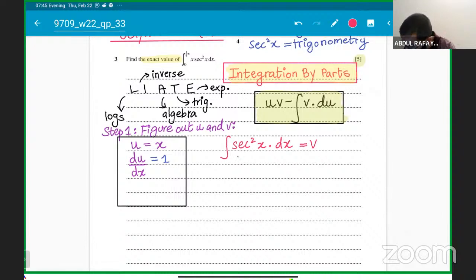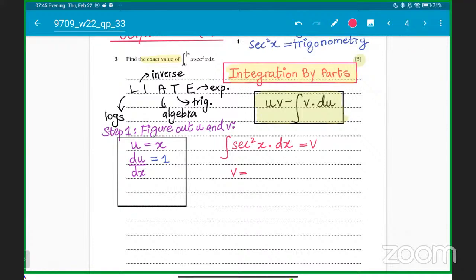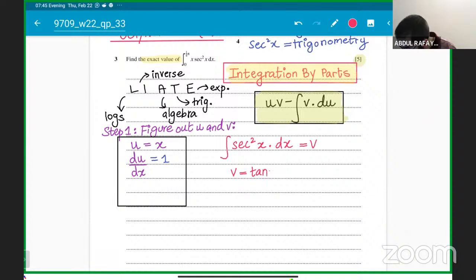So here we go. v is equal to, everyone must know what is the integration of sec square x. Anyone? Quickly, guys. What is the integration of sec square x? Remember it. The integration of sec square x is tan x.